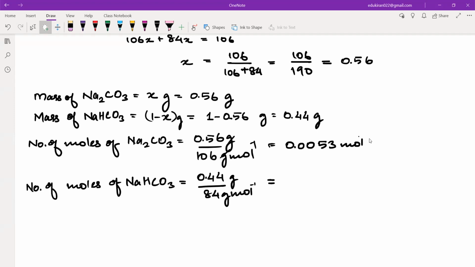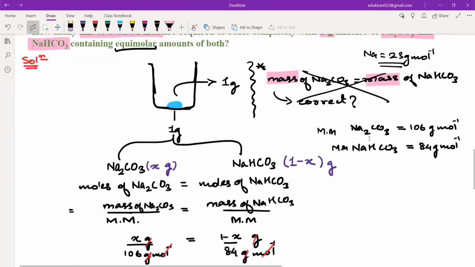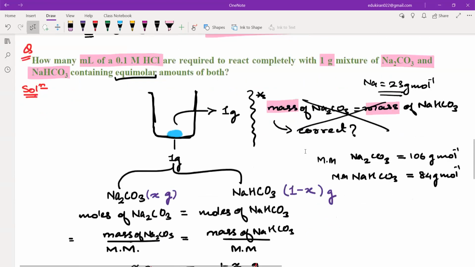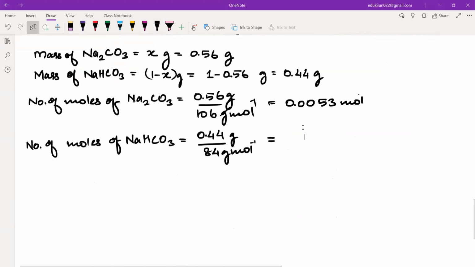Number of moles of NaHCO3. So the statement will be the same. It is given as equimolar, so it will be the same. So it will also be 0.0053 moles.